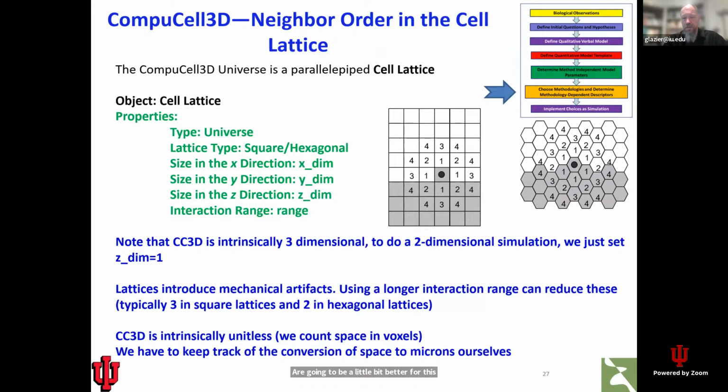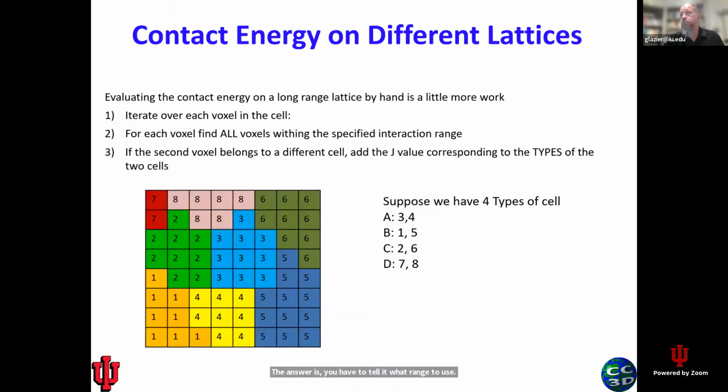The question is, does CompuCell automatically use 4 nearest neighbors? The answer is you have to tell it what range to use. It's a setting. In the very first panel in Wizard, it asks you what range to use for the Potts update algorithm and for the contact energy. There's a question of what range to use as well.